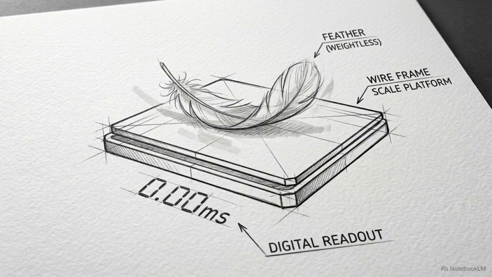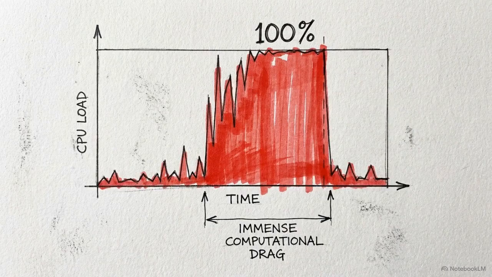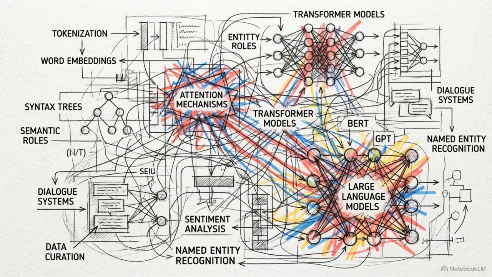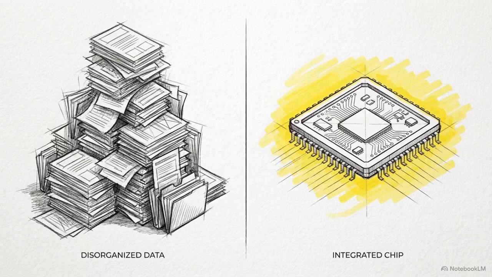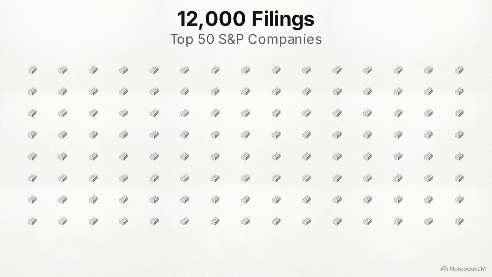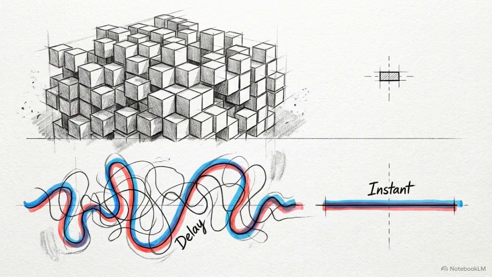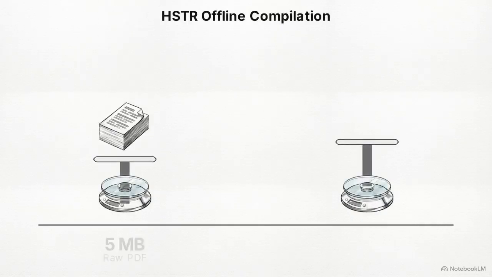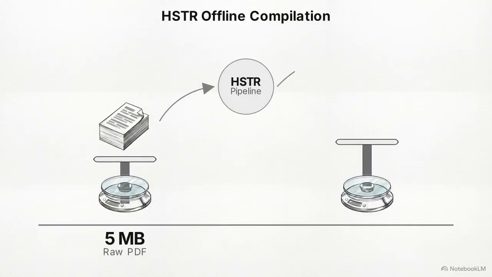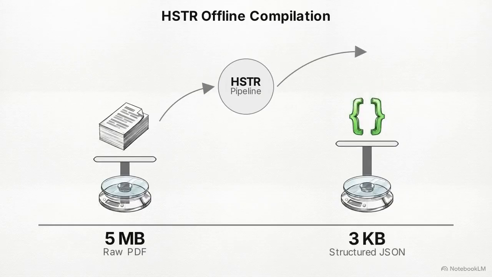Compare that lightweight retrieval with the immense computational drag of searching, re-ranking, and processing raw document tokens in real time. Just-in-time reconstruction compresses a massive natural language processing task into a near-instantaneous database query. When applied to a dataset of 12,000 filings from the top 50 S&P companies, the HSTR framework yielded two distinct metrics: a 300-to-1 compression ratio and a 97% latency reduction. The offline compilation pipeline successfully distilled raw 5-megabyte PDFs down to highly dense 3-kilobyte JSON objects.